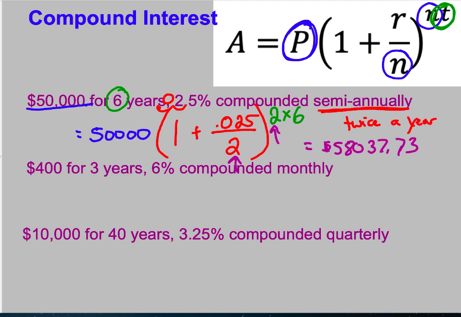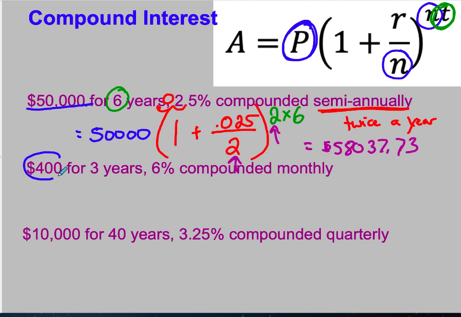$58,037.73. So the only thing that's changing is we're dividing the rate by how many times it's being calculated during the year, and then we're multiplying the time by that same number, because it's being calculated that many extra times over that number of years. So go ahead and try the next 2 along with me.